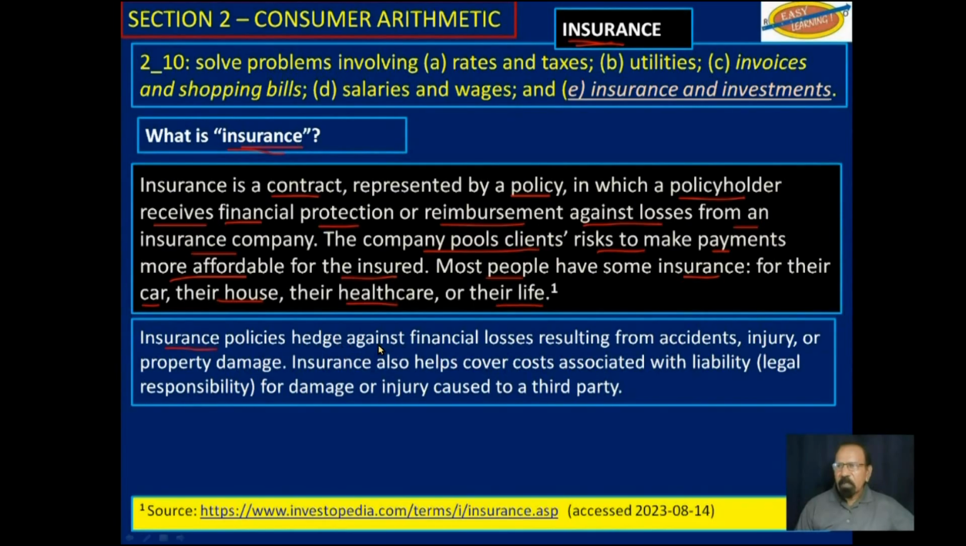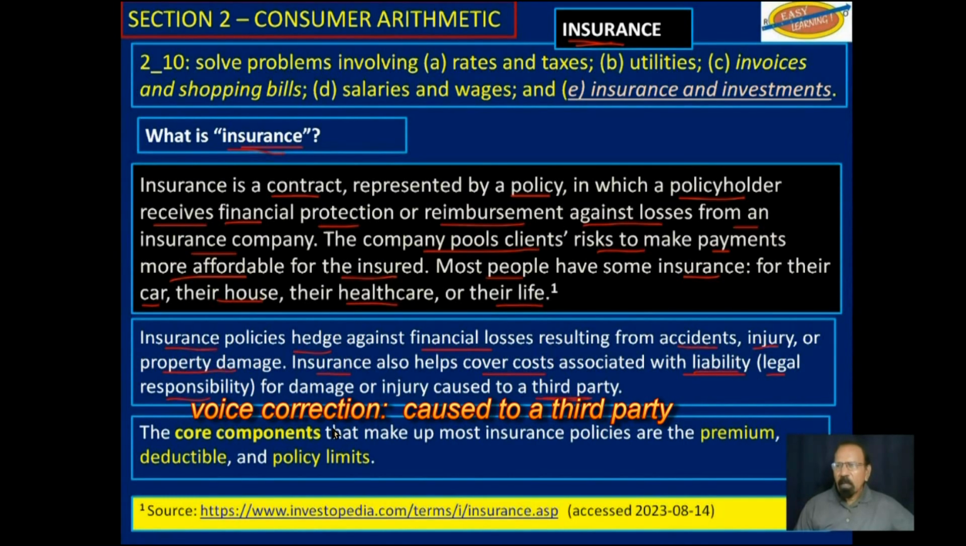Insurance policies hedge against financial losses resulting from accidents, injury, or property damage. Insurance also helps cover costs associated with liability. Example, legal responsibility for damage or injury caused by a third party. Now, the core components that make up most insurance policies are the premium, the deductible, and the policy limits.